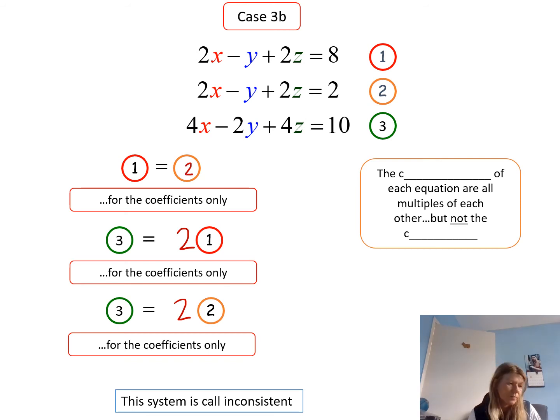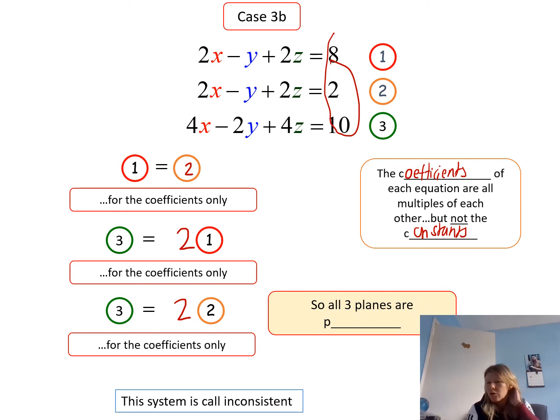So the coefficients of each equation are all multiples of each other, but not the constants. So all 3 planes are parallel. No real investigation needed. You know it's going to be 3 planes, one on top of each other, never going to cross.